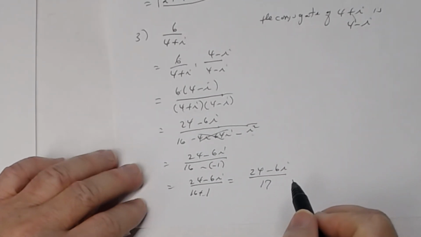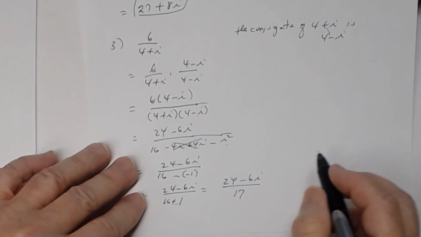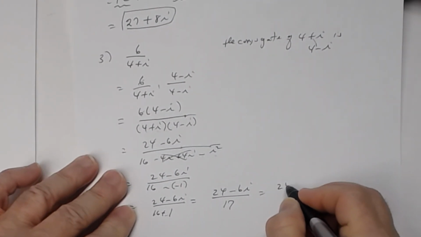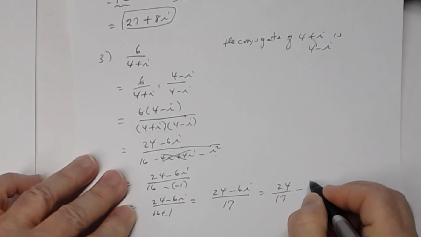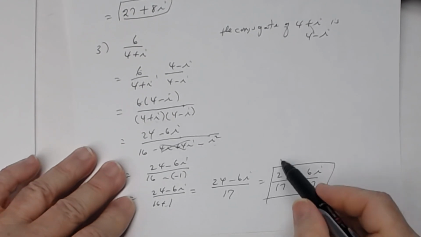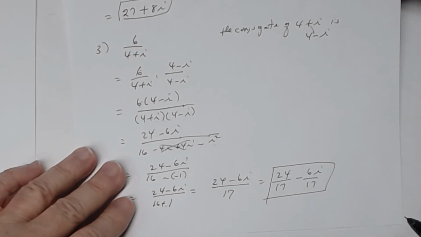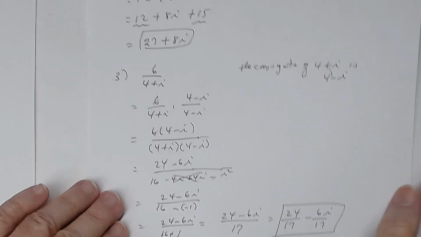But remember, you want the answer in the form a plus bi. So you're going to write this as two fractions. So this becomes 24 divided by 17 minus 6i divided by 17. So here's a, and then here's your bi. All right, so that's number 3.